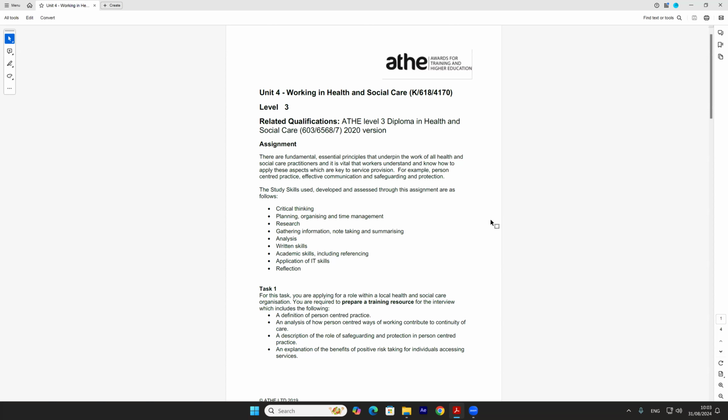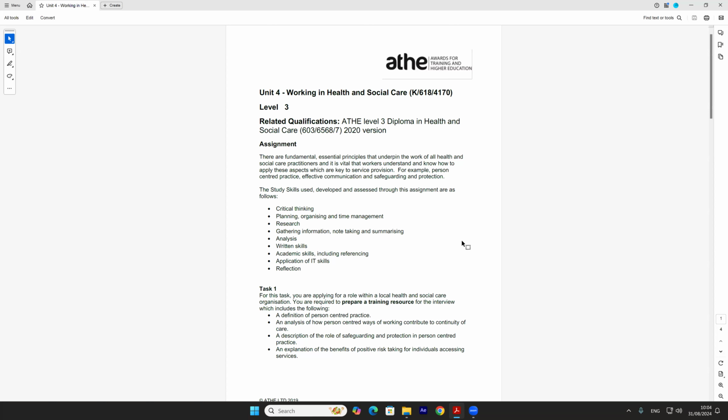So, we have a task here. First of all, we will discuss the assignment. As mentioned in the assignment brief, there are fundamental essential principles that underpin the work of all health and social care practitioners, and it's vital that workers understand and know how to apply these aspects, which are key to service provision. For example, person-centered practice, effective communication, and safeguarding and protection.